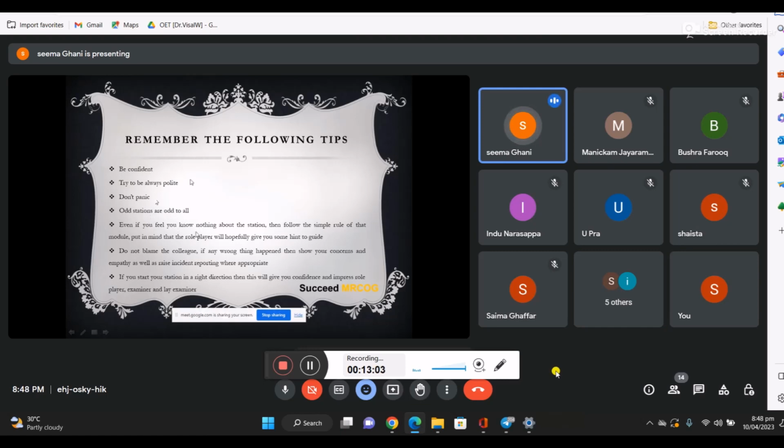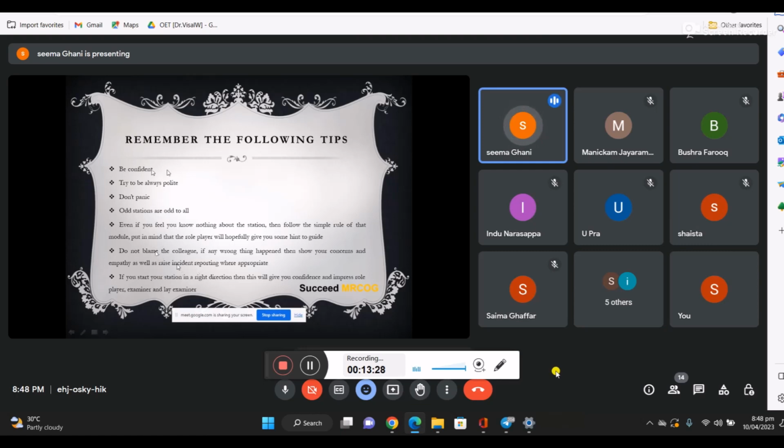So even if you feel that you don't know anything about the station, just follow the simple rule of that module and keep in mind that the role player will hopefully give you some hint to guide you, because these role players are very cooperative. Believe me, they are very cooperative and they help you in passing. So being calm and composed is the main thing in this exam.